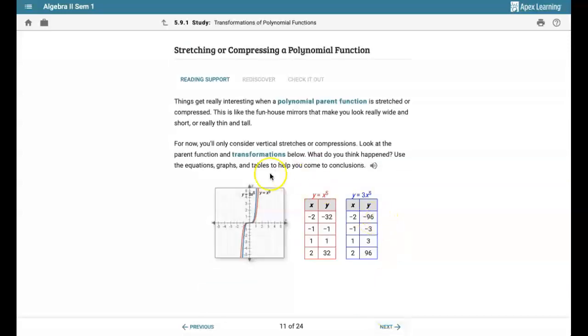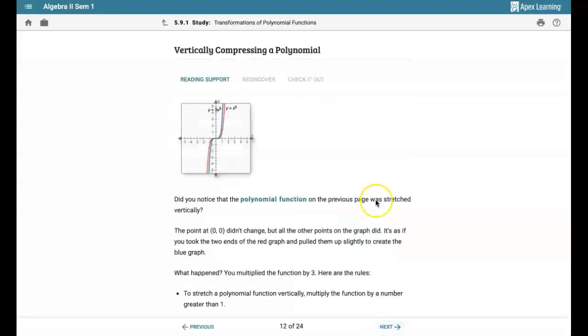Stretching or compressing. To stretch means to pull it away from the x-axis, so you're pulling it up. And to compress means to push it closer, getting shorter and closer to the x-axis. So here, to stretch, you would multiply by a factor larger than 1. To compress, it would be between 0 and 1.